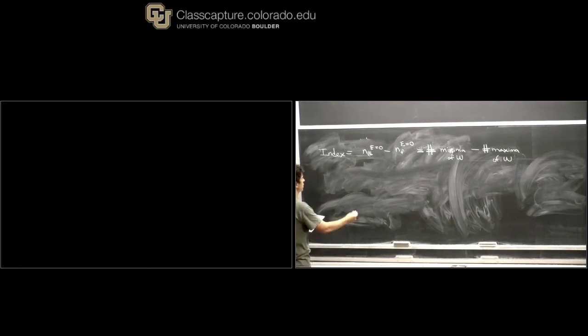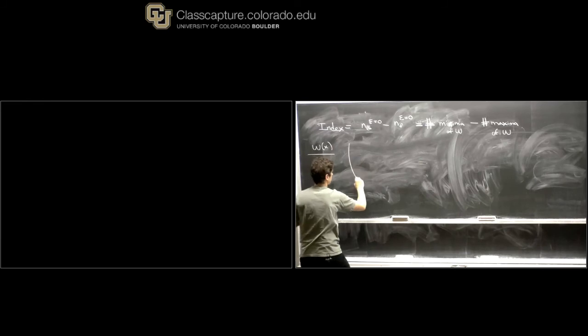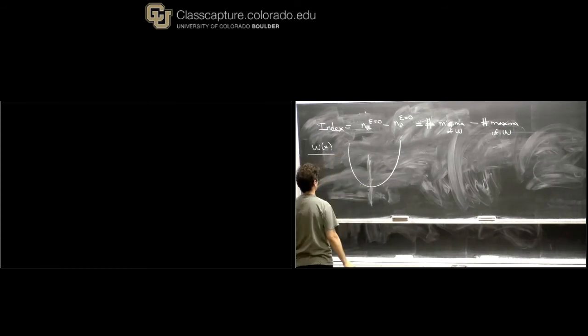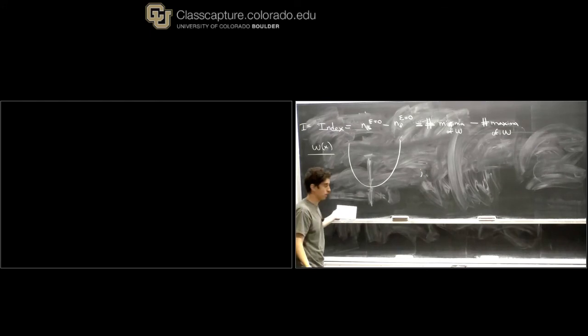So let's look at this for some candidate W's. For instance, we can consider a very simple W of x, which looks like this. Just some kind of upward sloping function with one minimum. Then I'll call this I. Then I is equal to 1 because we have one minimum. So in this model, supersymmetry is unbroken. Whatever the true ground state is, we don't know where it is, but there is at least one ground state of energy E equals 0.